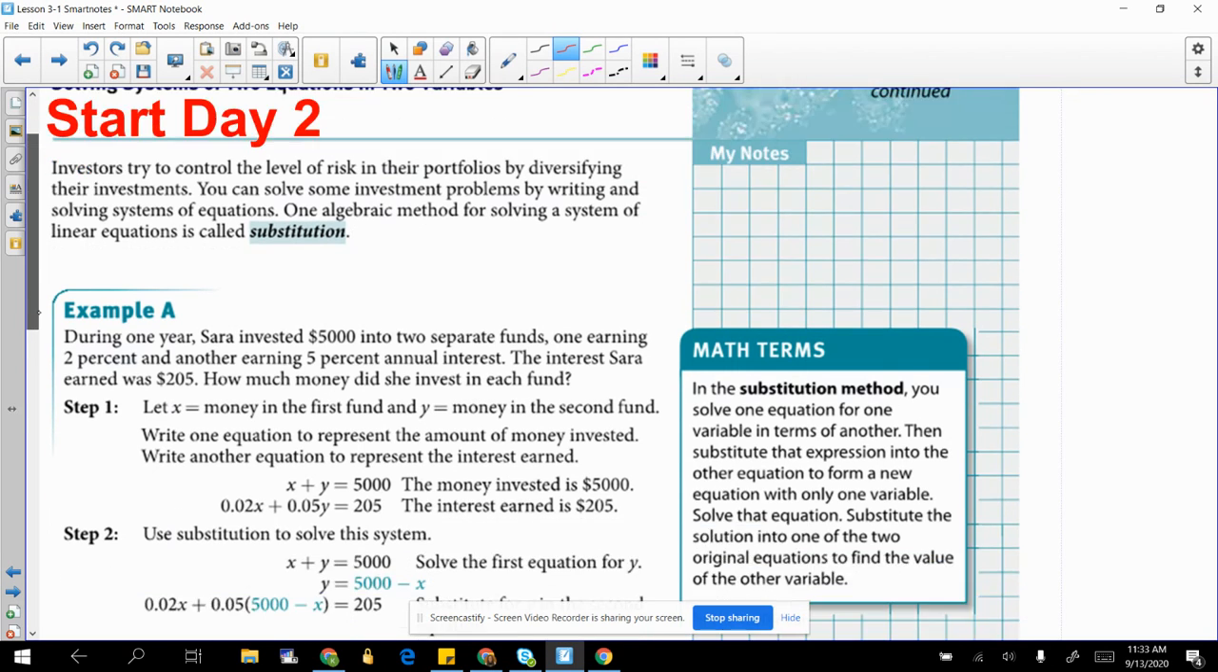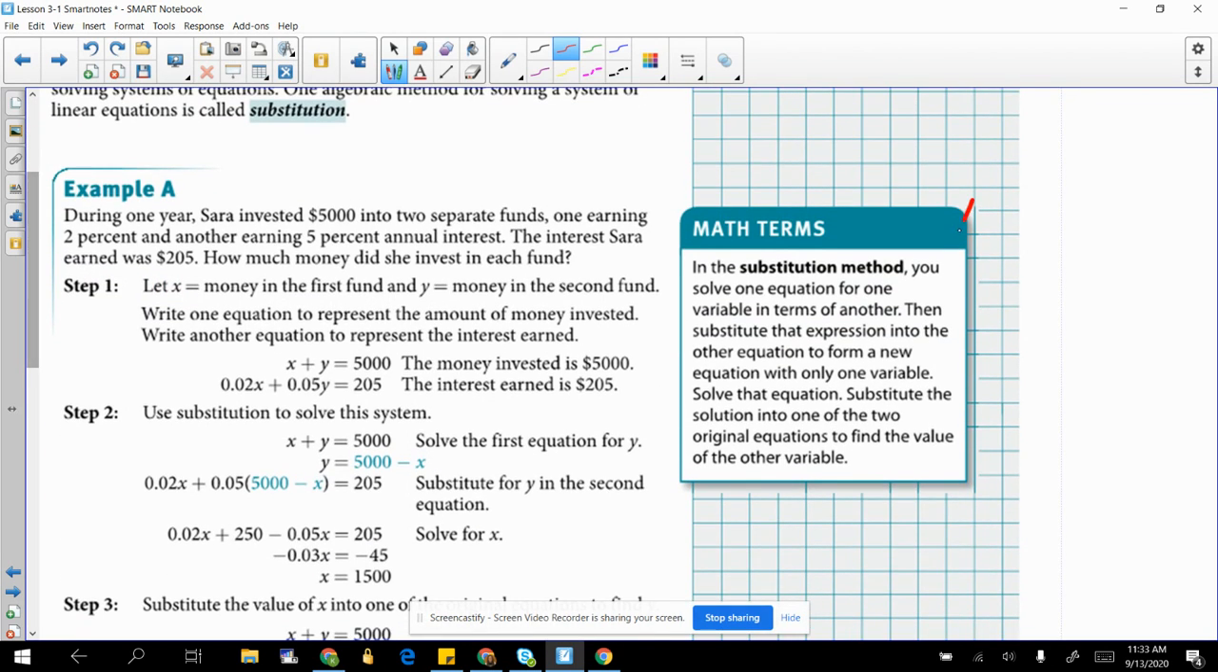Okay. All right. So taking a look at this math term over here, it says in the substitution method, you solve one equation for one variable in terms of another. Then substitute that expression into the other equation to form a new equation with only one variable. Solve that equation, substitute the solution into one of the two original equations to find the value of the other variable. Yikes, kind of confusing, right? But basically what that means is your first step is you want to solve for either x or y most of the time, or one of the variables, okay?